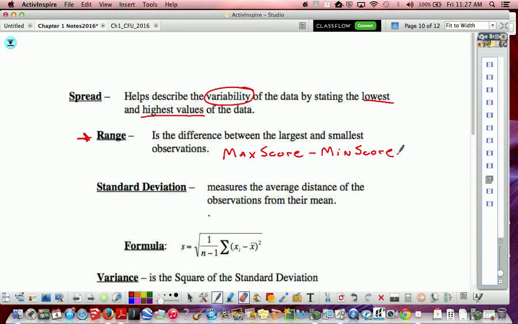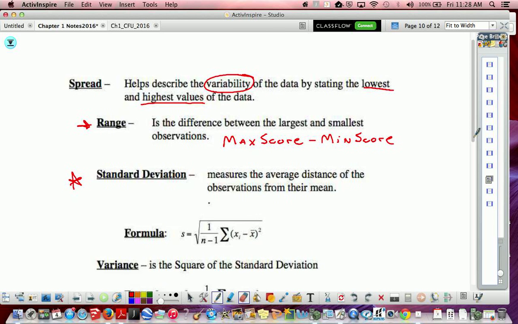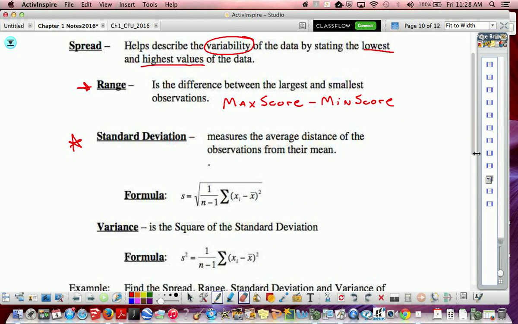A more formal definition of measuring variability is what we call standard deviation. It measures the average distance observations are away from their mean. So it's the average distance you're away from the average. Okay. Here's a complicated formula for it. I'm going to show you how you do it by hand one time so that you get an idea of how it works, but we will use our calculator many times to calculate this out.